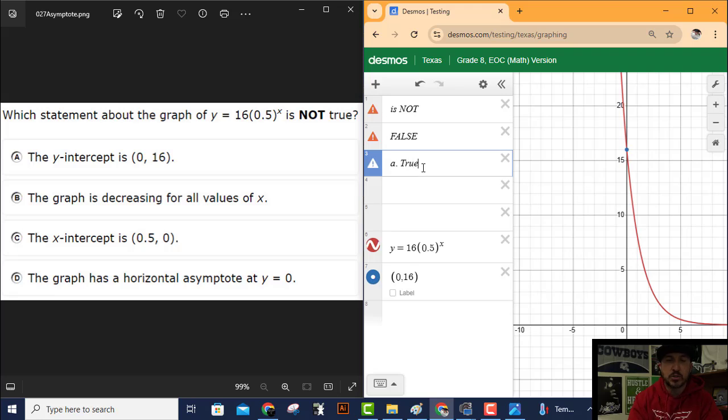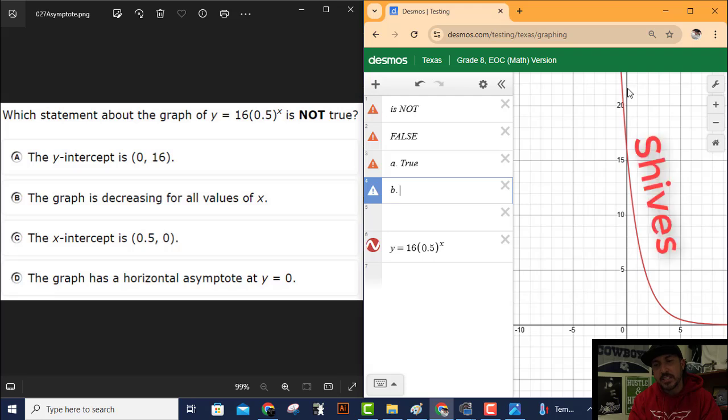So choice A is true, and that's not what it wants. It wants the false thing. So choice A is true. Choice B says that the graph is decreasing. Let's see, is the graph decreasing? Does it go this way or does it go that way? You read the graph the same way that you read words. If you were to write your name on this graph, you would write it like this. I would write my name. Let's put Shives. S, I start from up here, S-H-I. I'm going downwards.